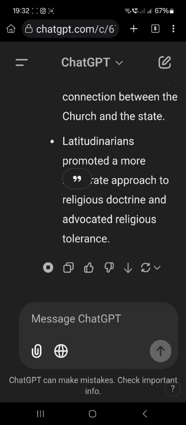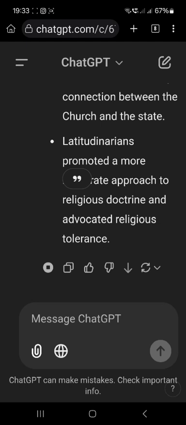4. Shift towards a constitutional government marked a transition from absolute monarchy to a constitutional monarchy. Established a system where the monarch's powers were limited and subject to laws and parliamentary control. Ensured that the government operated within a legal framework. 5. Influence on political thought and revolutions.